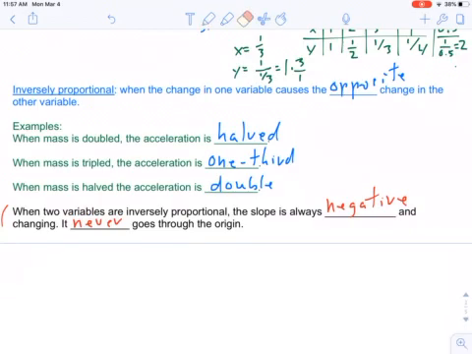Okay. So I'm going to stop here, and we'll do part 3 for page 3.